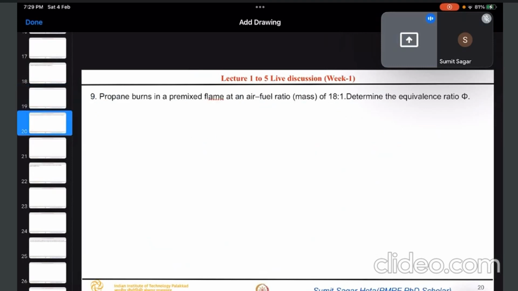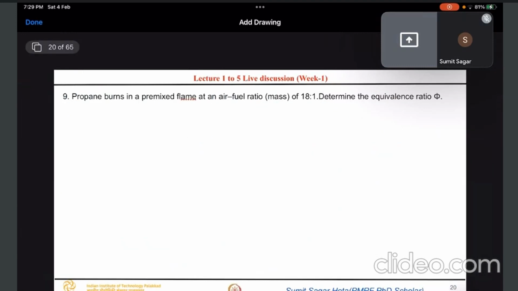Now let's move on to the next question. A premixed mixture has an air-fuel ratio on a mass basis of 18:1. Determine the equivalence ratio phi.